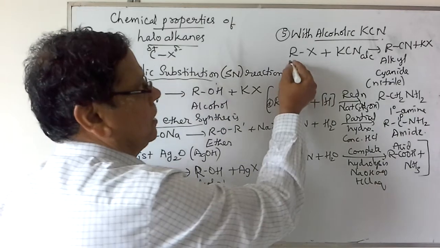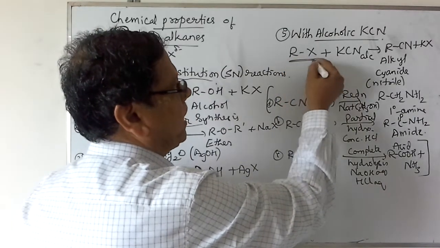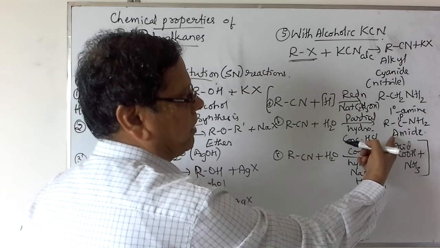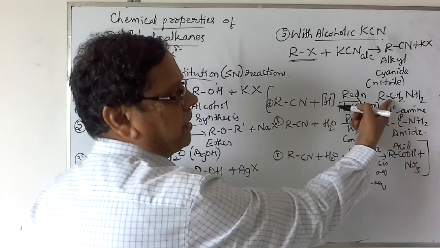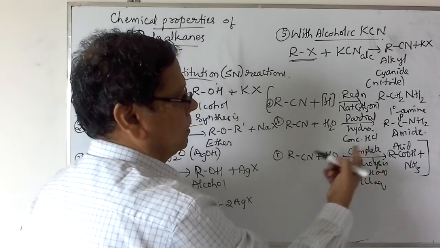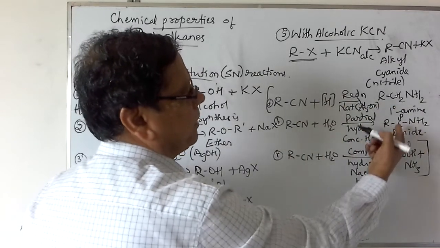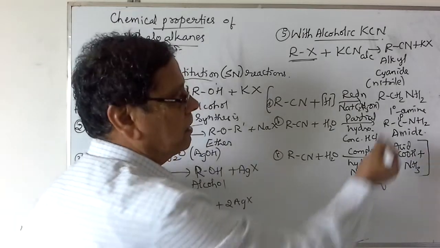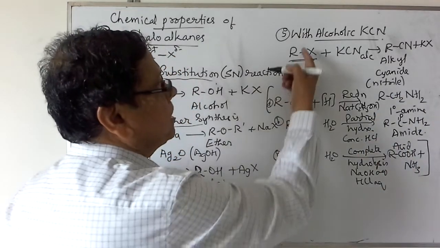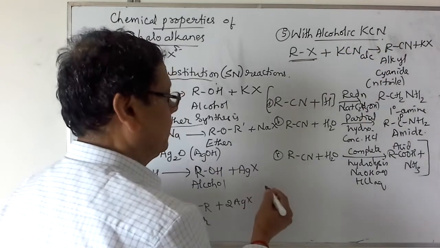Just observe, this alkyl halide contains a certain number of carbon atoms. The amide contains the same number of carbon atoms. Primary amine also contains the same number of carbon atoms. But in case of the acid, it contains one carbon atom extra. In all these three products, we have one carbon atom extra. So this is with alcoholic potassium cyanide.